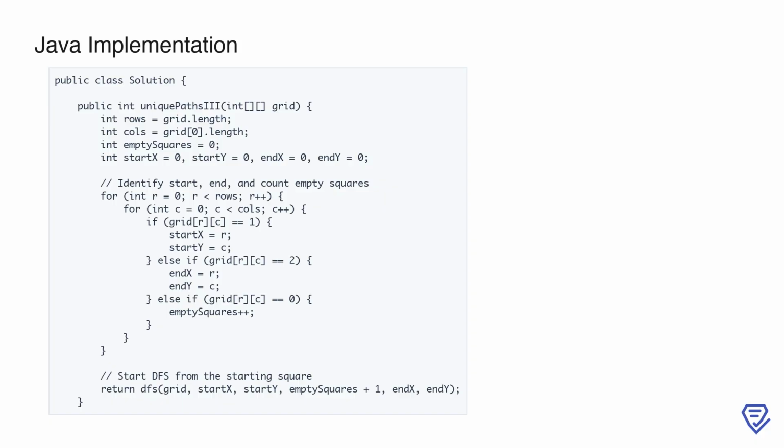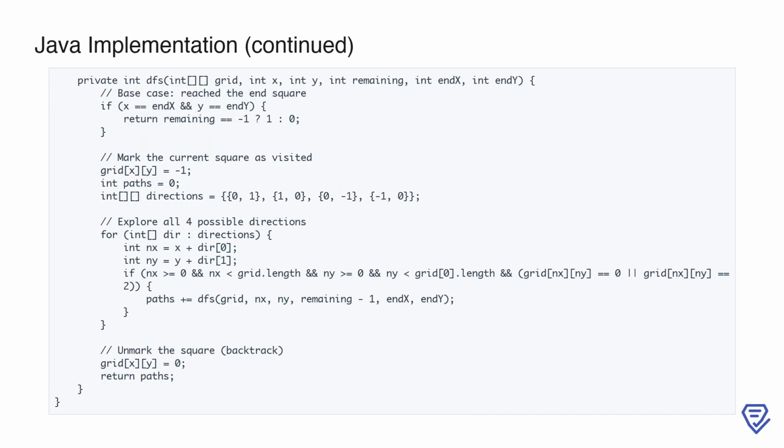After gathering this information, we call the depth first search, or DFS, method starting from the start_x and start_y, passing along the total number of empty squares plus 1 to account for the endpoint, as well as the endpoint coordinates. The DFS method is where we perform the recursive exploration of all possible paths.